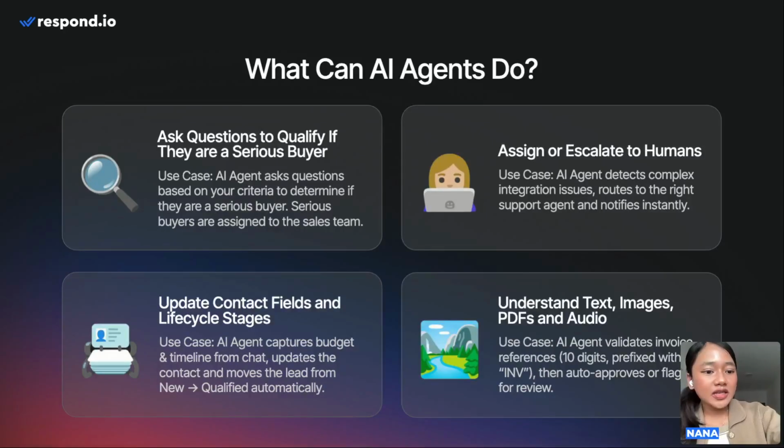All right. Now you can also understand different input types, including text, images, PDF, audio. So if a customer sends you a picture, a screenshot, a voice note, or even a document, the AI agent can still use that context instead of forcing the customer to type everything again.